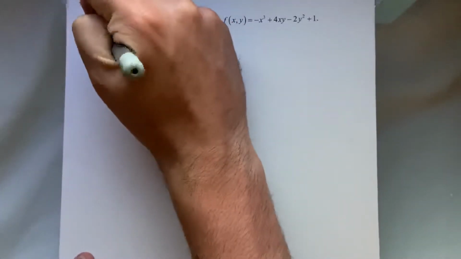Now 13.8, now let's do some actual problems. Find the relative extrema of the function f of x, y equals negative x cubed plus 4xy minus 2y squared plus 1. So I need at least both the partial derivatives to be equal to 0 in order to even have potential relative extrema. So let's take the partial derivatives.